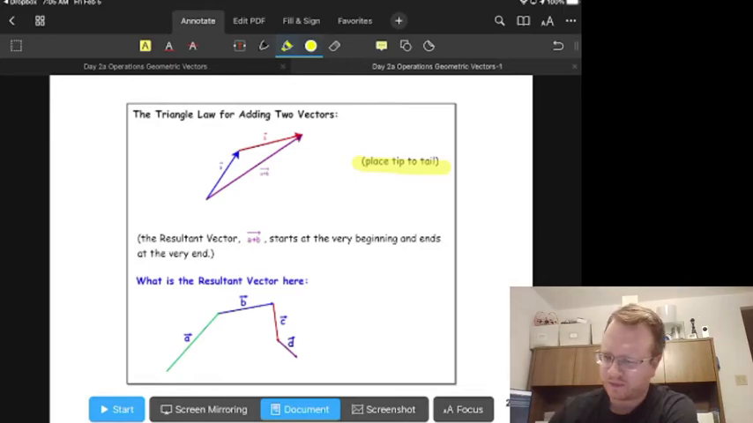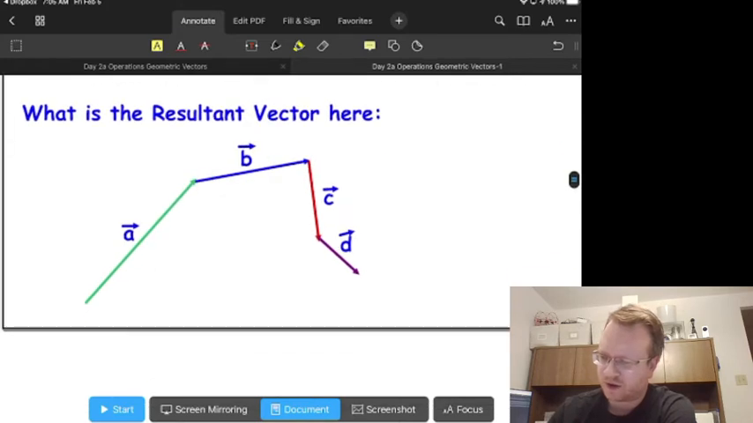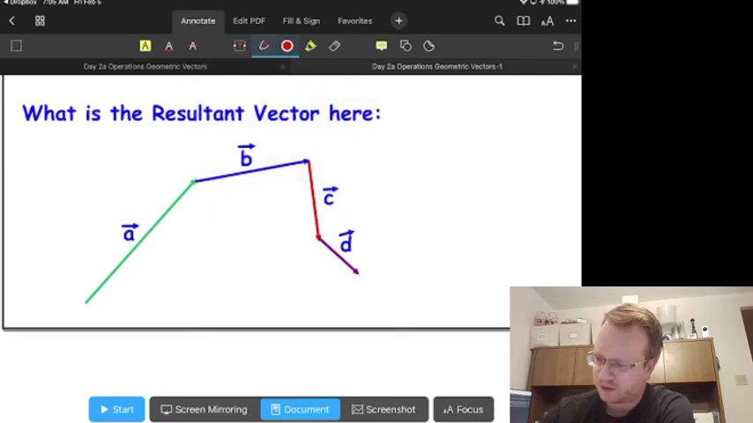We can see in this more complicated example here, where we're adding together four different vectors. The question is, what is the resultant vector here? And you're like, well, shoot, before I just kind of went like this, but then what do I do with this stuff now? Start at the start and end at the end. Where is the tail of this set of vectors? It's right here. Where's the tip going to be? Right here.